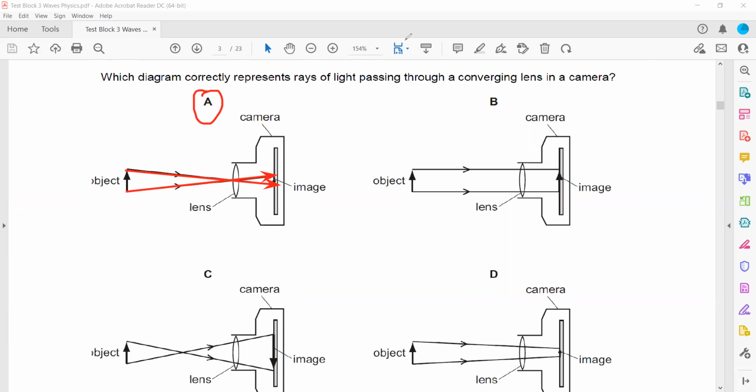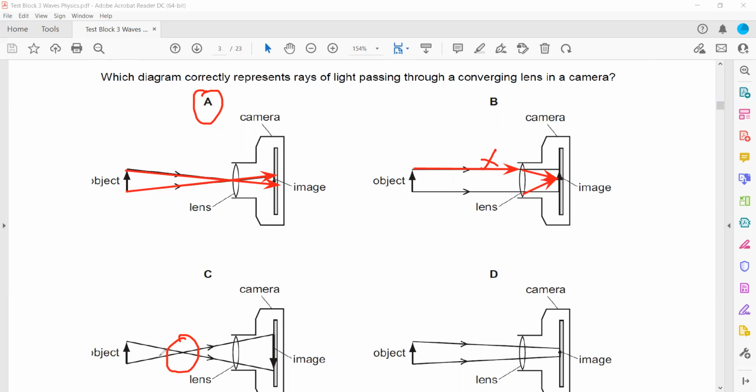Why is B incorrect? Because if the ray is parallel to the principal axis, it should pass through the focus, like it should converge at one point. That's why B is wrong. Why is C wrong? C is totally wrong because in the air, the light is crossing. It should pass through the lens.